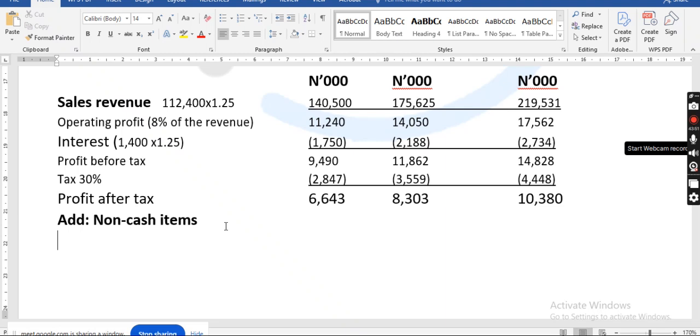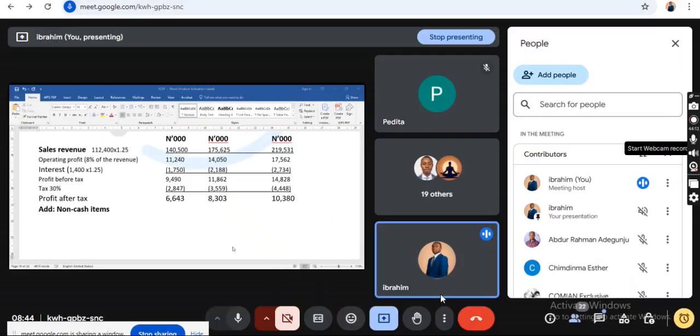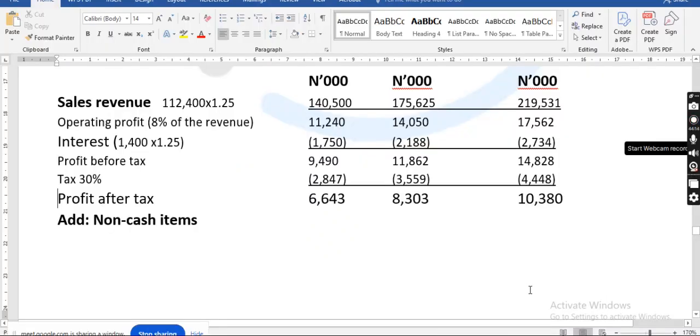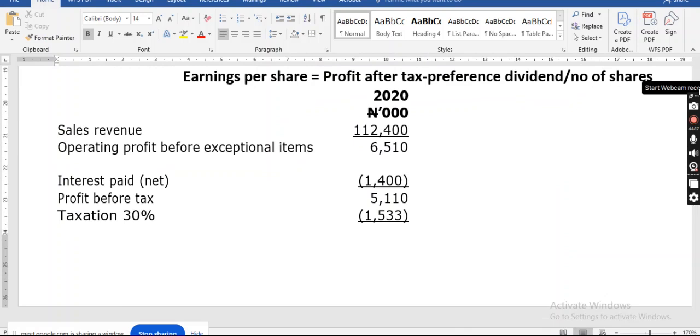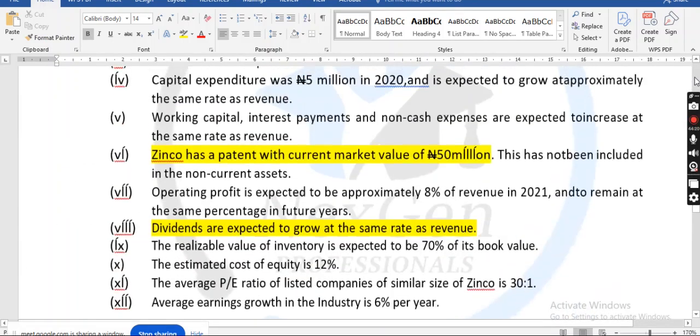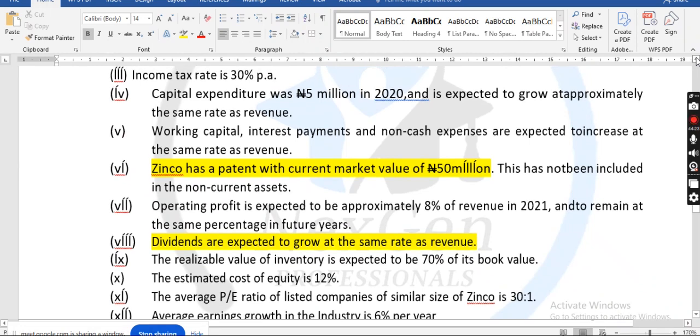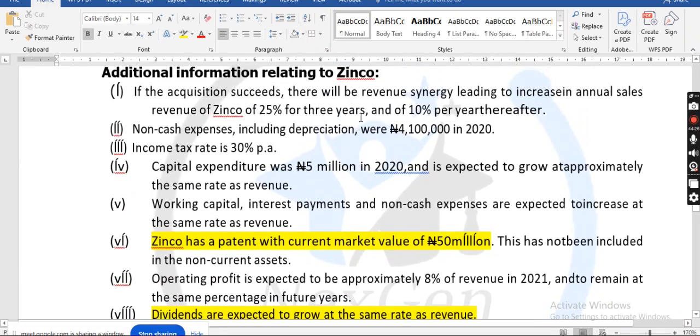What do we have there? Which one should we bring in? Capital expenditure, right? Okay, non-cash item. Let's use depreciation. Is depreciation mentioned to us in this question? Let's check. I think it was mentioned. Class, are we still together, please? It was mentioned. Non-cash expenses include depreciation. Can you see it? And don't forget that this is for 2021, 2020.